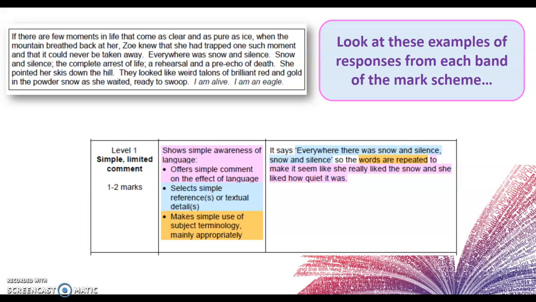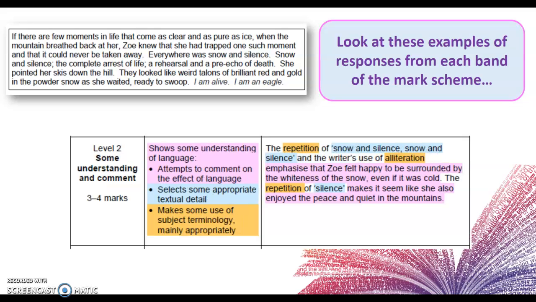And then they've attempted to explain the effect, but it's quite straightforward. They've just said, well, it means that she likes the snow and she likes how quiet it was. So they haven't really explained how the reader is positioned to perceive this, or how it conveys Zoe's emotions really effectively. They haven't actually identified Zoe's emotions, which goes back to my point earlier about how that really helped lift people's answers if they identified those. So that one got 1 to 2 marks.